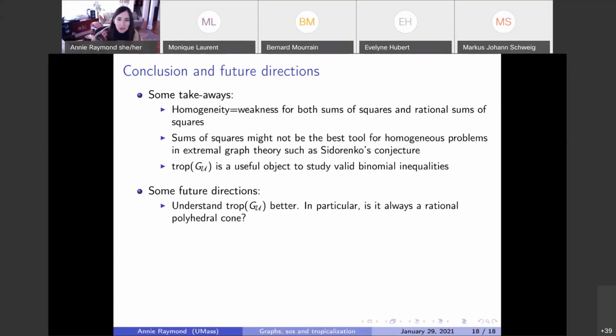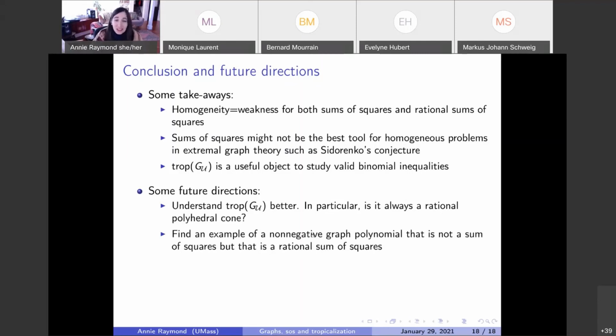It also pops up not just for graph profiles. You can do it for simplicial complexes, for matrices, and there you'll also get polyhedral cones. So we'd like to understand what is that property that guarantees polyhedrality there.